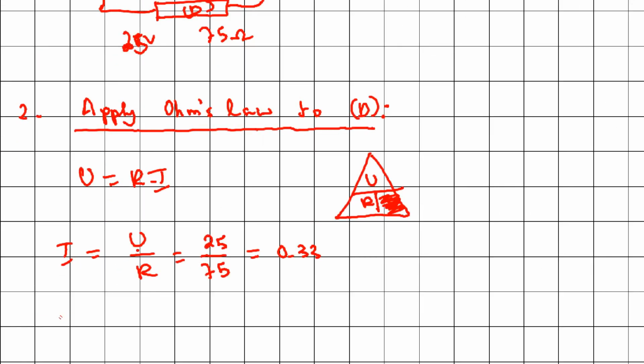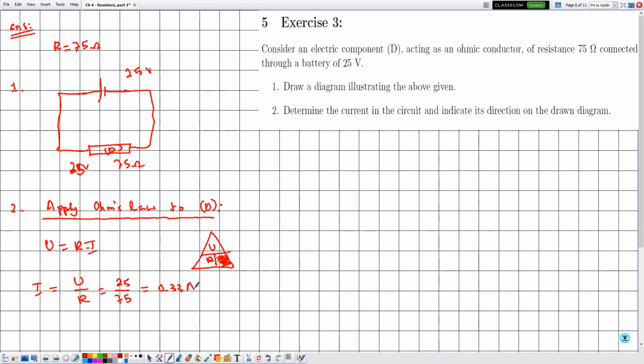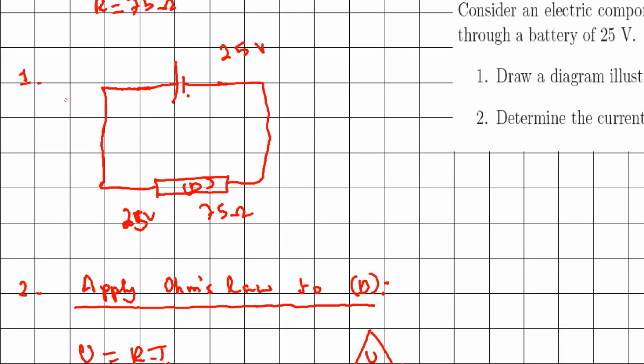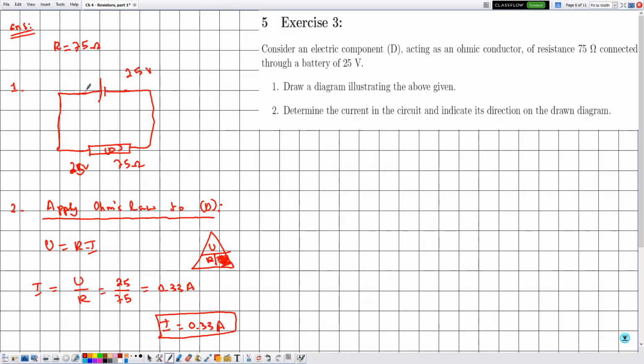Since U is in the SI and R in the SI, so the value of I will be in the SI, which is given by amperes. Then the value of the electric current is given by 0.33 amperes. In the same part, they are telling me indicate its direction on the drawn diagram. We know that always the direction of the electric current is from the positive pole to the negative pole. And the value of the electric current in this case is given by 0.33 amperes.